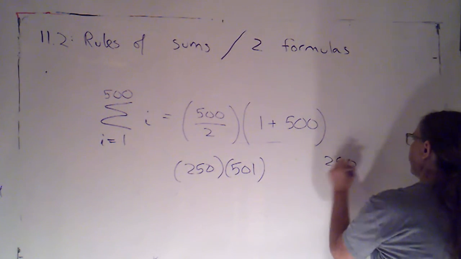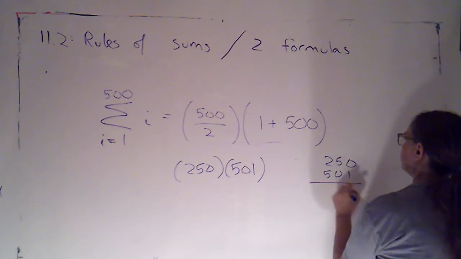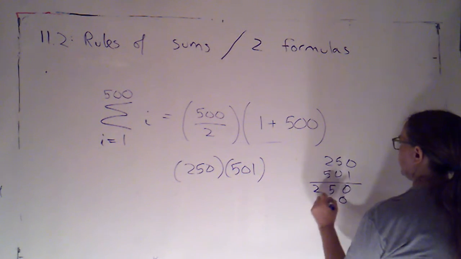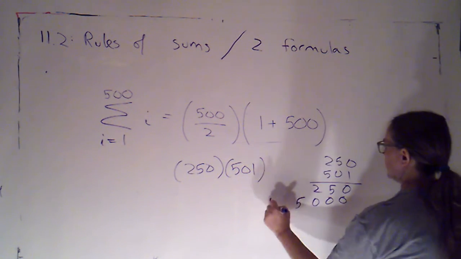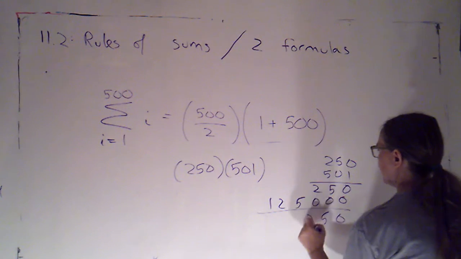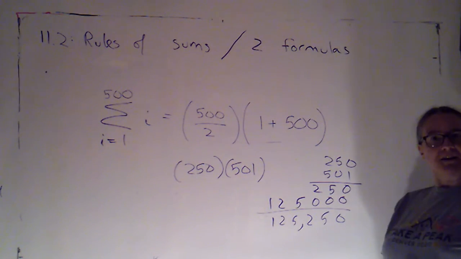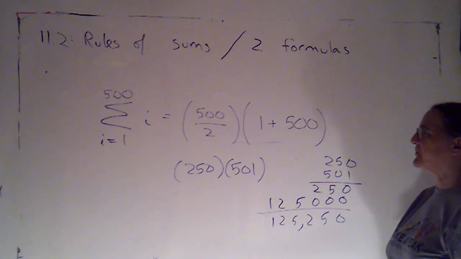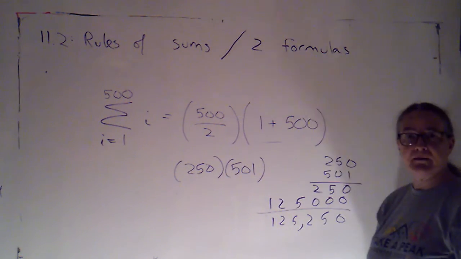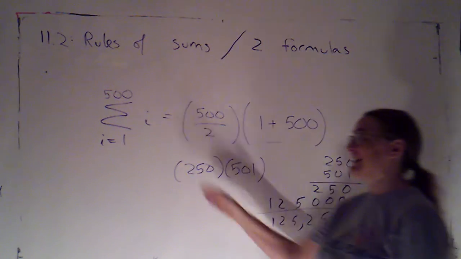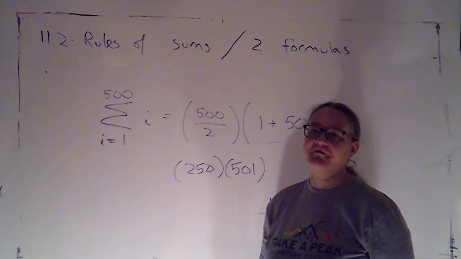Okay, let's work that out. So I get 125,250. Okay. So I did have to do a little bit of arithmetic here, but that's a lot less tedious than actually adding up 500 numbers.